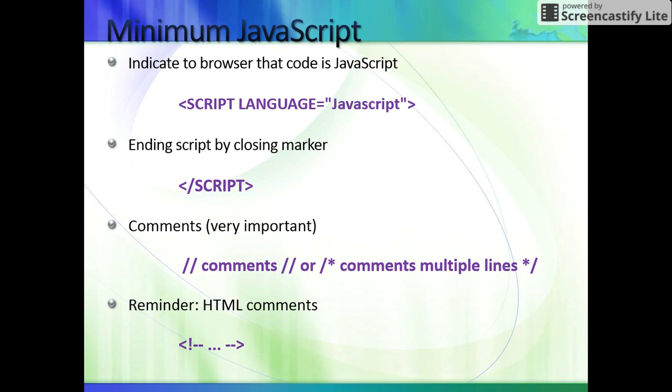Comments are very important in any programming language. In JavaScript, if we have a one-line comment, we use a double slash at the beginning. And if we have multiple lines, we use slash star. Just to remind you that comments in HTML are written differently.